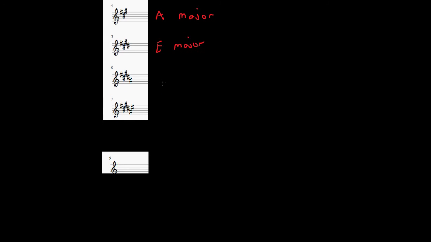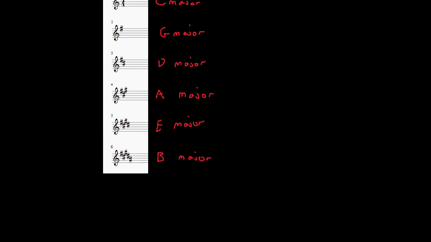We've got our key signatures again. Let's just look at our sharp ones first. No sharps or flats is C major, as we know from the previous video. One sharp is G major. Two sharps is D major, three sharps is A major, four is E major, five sharps is B major, and six sharps is F sharp major.